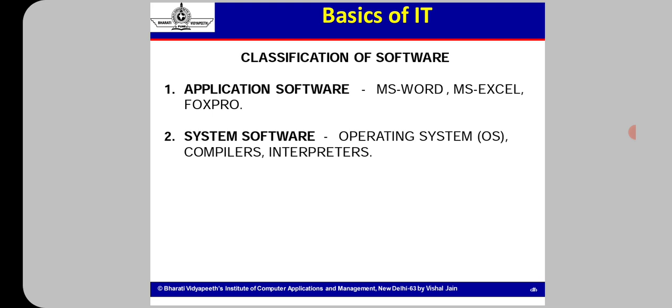Basically there are two types of translators. The first one is compilers and the second one is interpreters. Some programming languages use compilers, whereas others use interpreters. So what are the differences between a compiler and an interpreter?